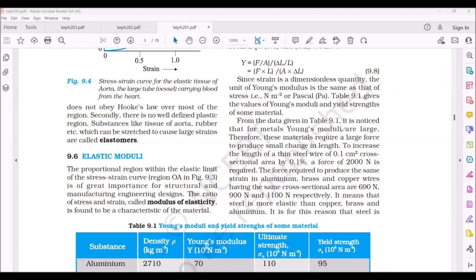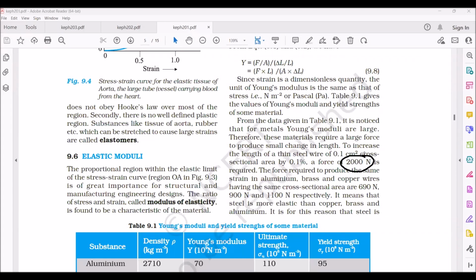See, we will take some four materials. The first material is aluminum, the second one is brass, the third one is copper, and the fourth one is steel. We are trying to increase the length of a steel wire. What is the cross-section area of that steel wire? 0.1 centimeter square. How much length are we trying to increase? 0.1% length.